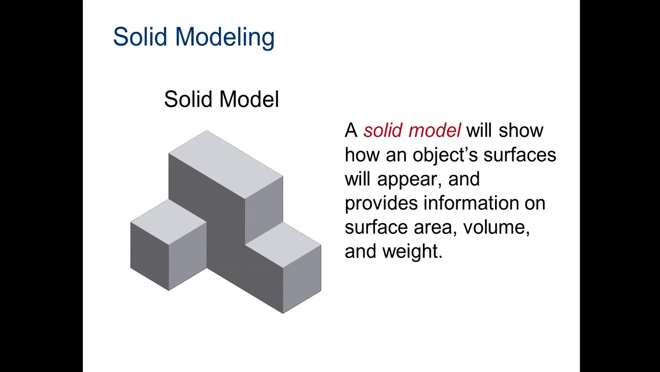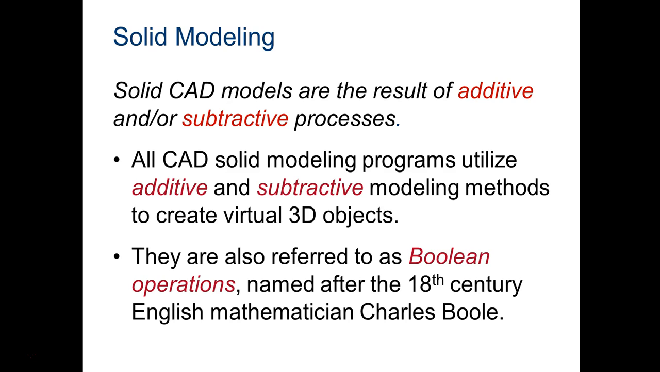Wireframes are not solid models. A solid model will show how an object's surface will appear and gives information like surface area, volume, and weight. Solid CAD models are the result of additive and/or subtractive processes. All CAD solid modeling programs utilize additive and subtractive modeling methods to create virtual 3D objects. They are also referred to as Boolean operations, named after the 19th century English mathematician George Boole.